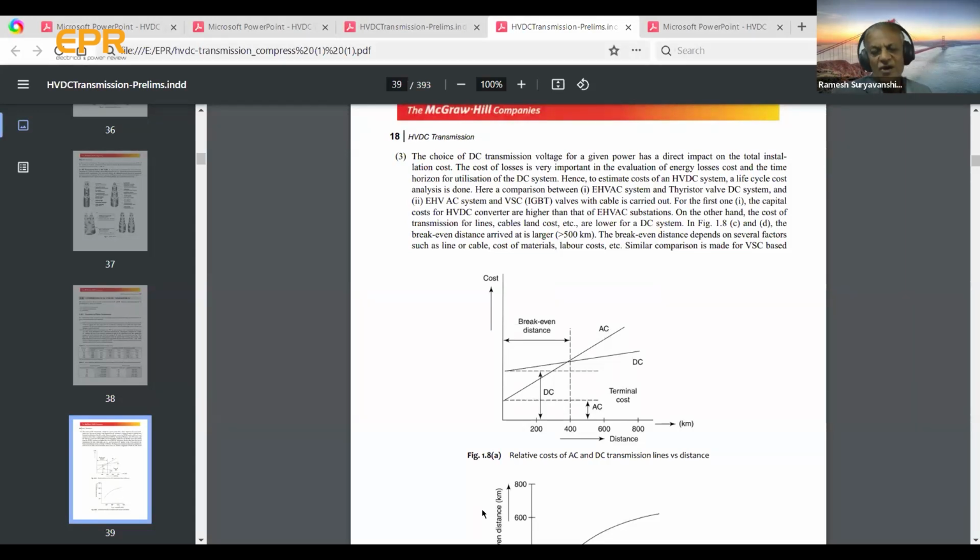And when it is offshore renewable energy from windmills, you have to evacuate that power. That power can be evacuated only by HVDC and DC cable. There is no other way.